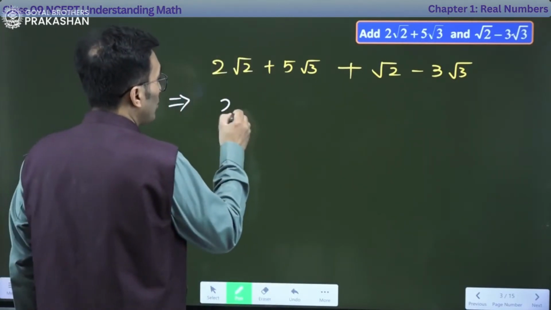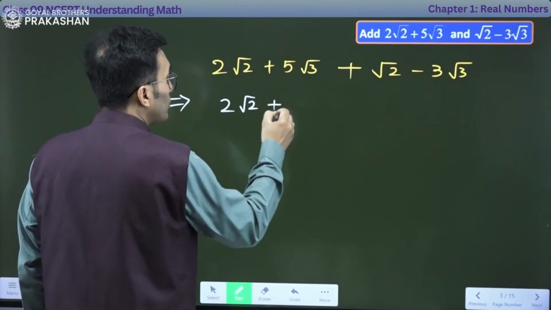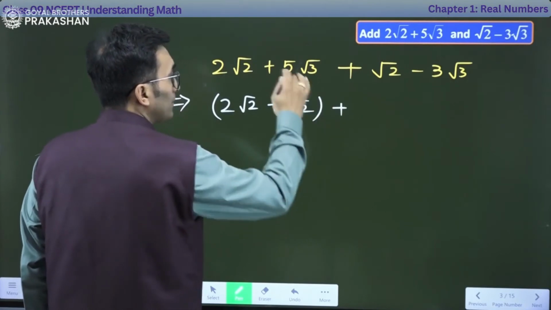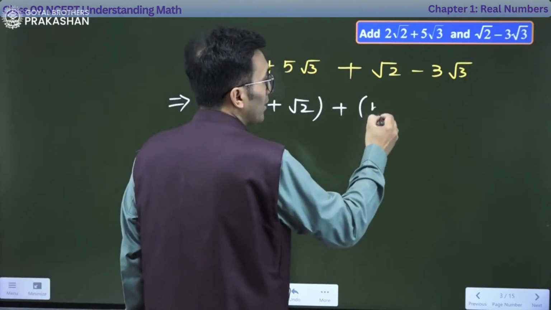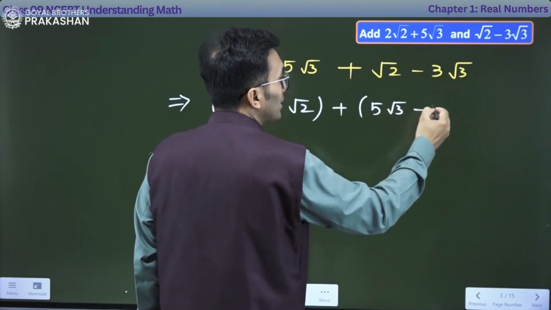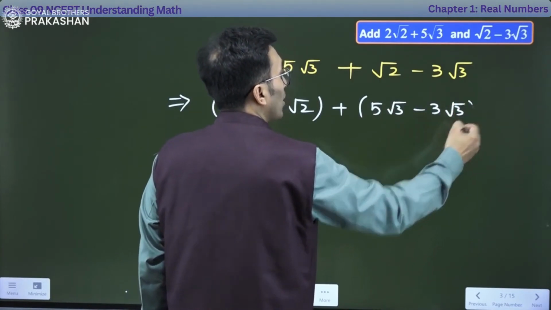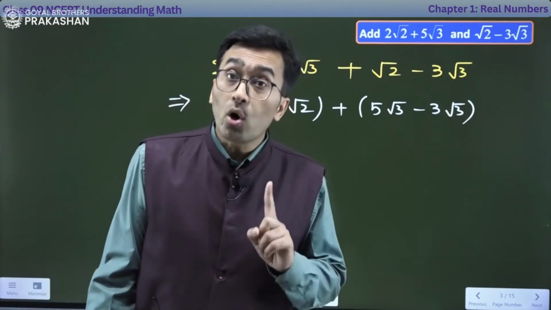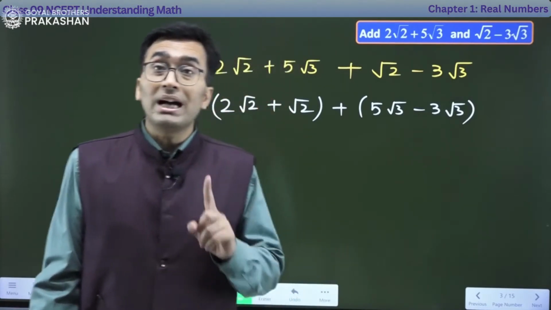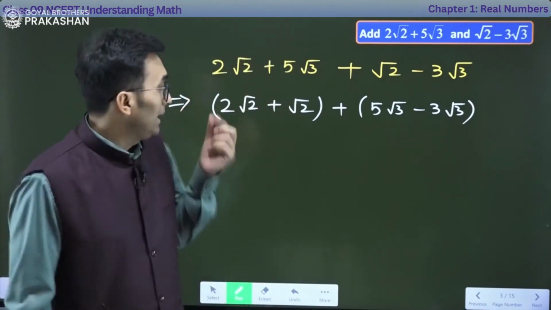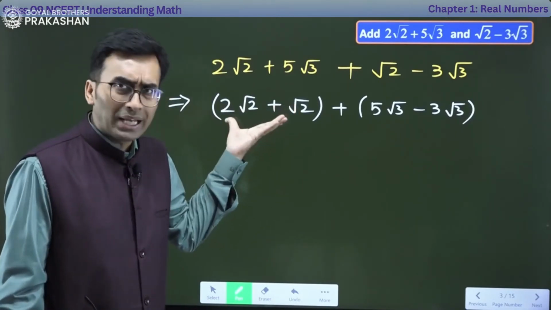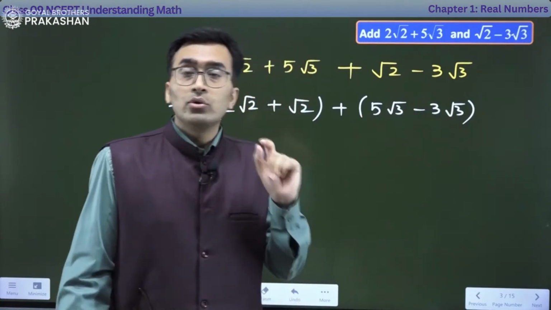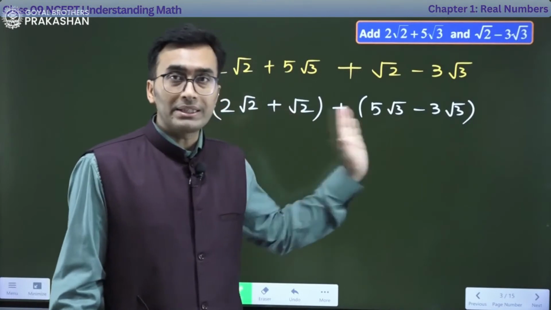So that is going to be 2 root 2, we can pair it together with this root 2, and plus this is 5 root 3, and this is minus 3 root 3. Why are we pairing it up? Because I told you in case of addition or subtraction, they should be under the same root. Like this is root 2 and this is root 2, so they can be added, and this is root 3 and this is root 3, so they can be subtracted. So for doing this, first of all make the pairs as we have done here.